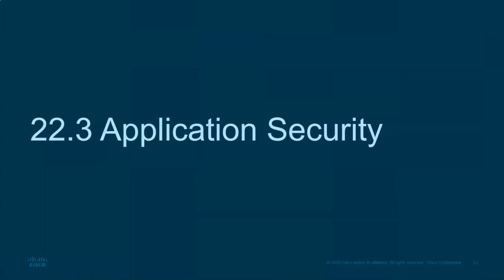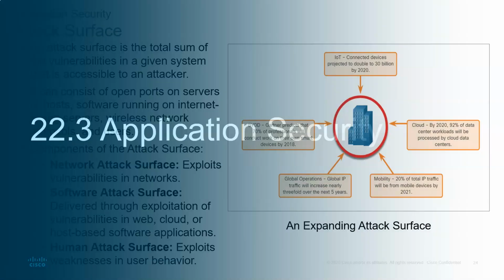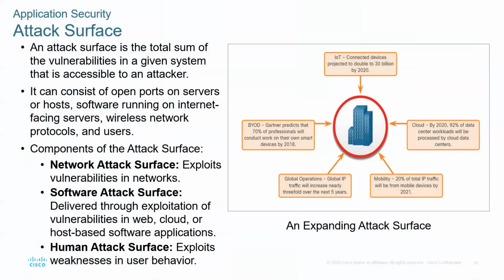All right, let's take a look. Finally, let's take a look at application security. On application security, the first thing we need to look at is the attack surface. The attack surface is, please write this down, the total sum of vulnerabilities on a system that is accessible to the attacker. So it could be the software, ports open on the server, hosts, wireless networks, anything that I can break into. All of them together is called the attack surface.